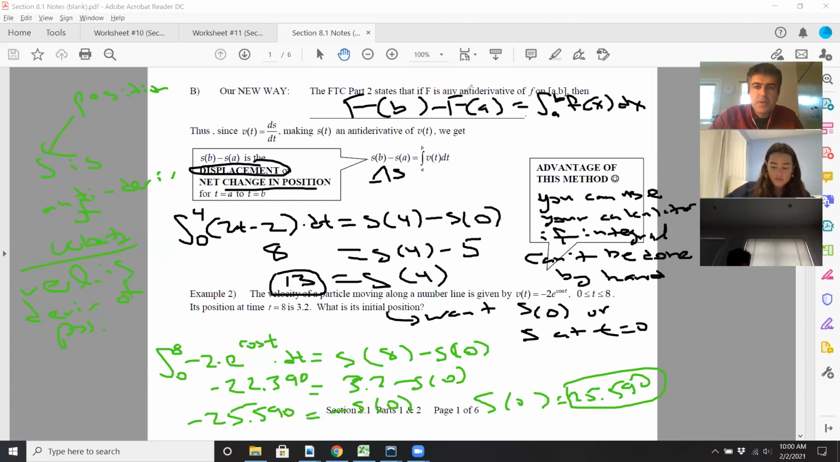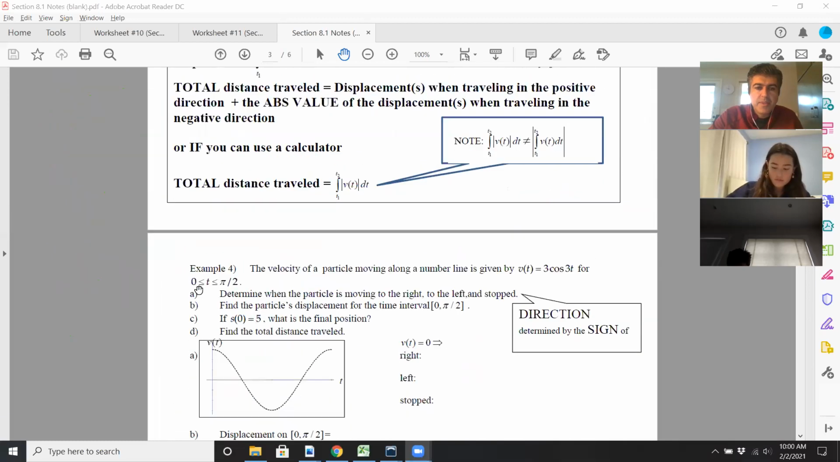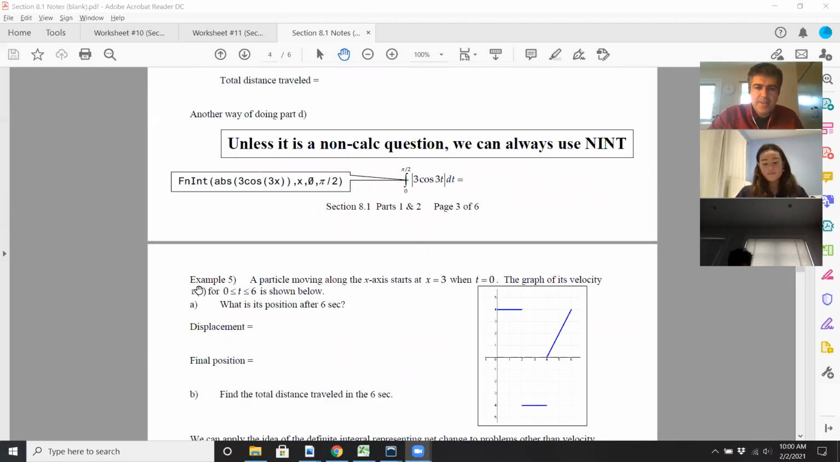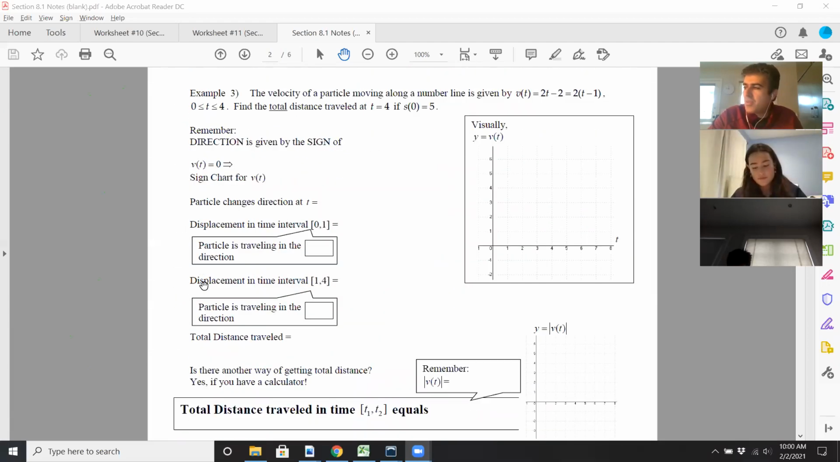Okay, so let's keep moving here. Let's look at another one. This one was a doozy. Let's draw a diagram first. So we got 2t minus 2, same velocity function as before. So y-intercept of -2, x-intercept is going to be 1. You have those as points.